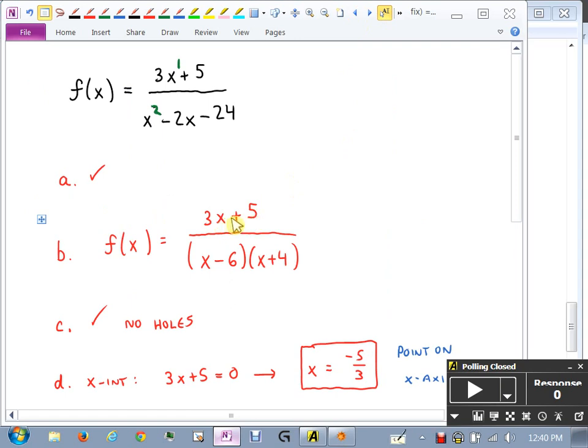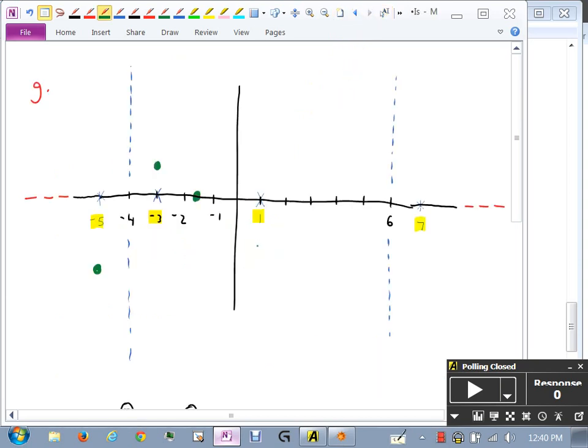Okay, when you plug in 1. 1 here, positive, 1 here, negative, 1 here, positive. When you multiply a negative and a positive, you get negative. Positive over negative, negative. So we're going to have a negative, so it's going to be below the x-axis.